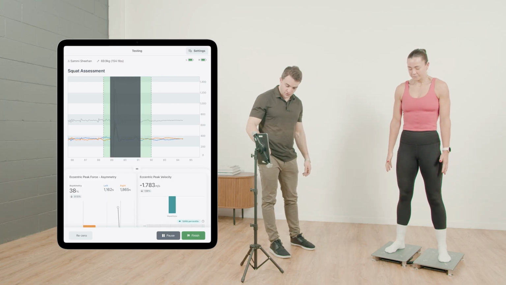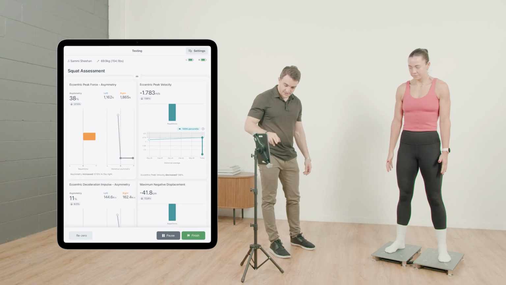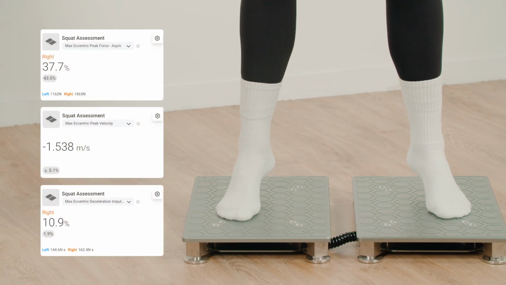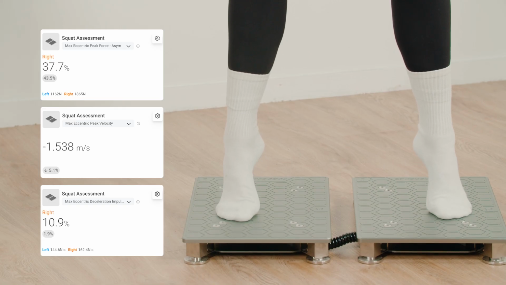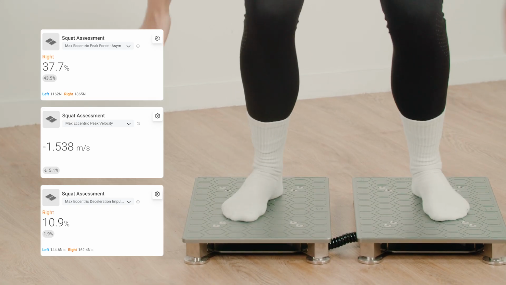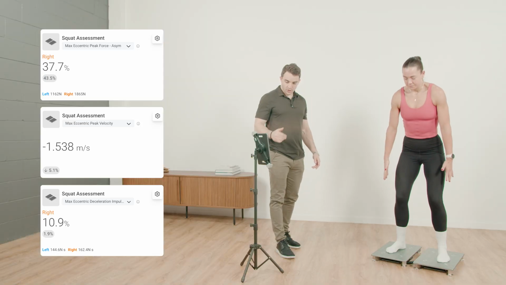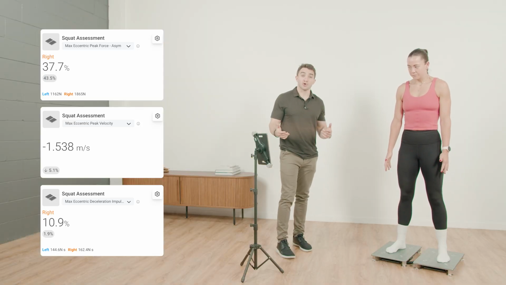This time, let's zoom in on the metrics. So what we're looking at are mostly eccentric metrics. So let's do the same thing again, Sammy. Really, really slow, come into that position, and hold, and snap down. Good, really slow, come back up. Awesome. So what we're looking at here is our eccentric metrics.